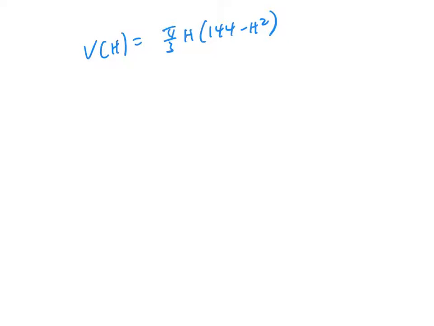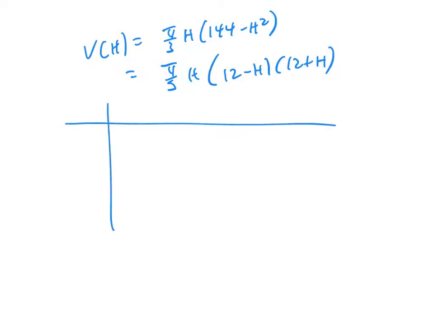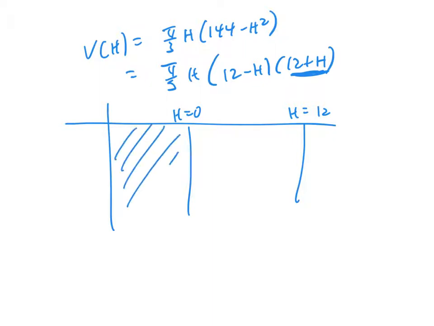So here we have the function for volume, and I'm just going to factor this because I can see that this is a difference of squares in that bracket part. Afterwards, I'm going to set up the charts over here. I know that h could be equal to 0 and h is going to be equal to 12. There's no point in h being negative 12, so here are my intervals. And then we know that this area is not acceptable.